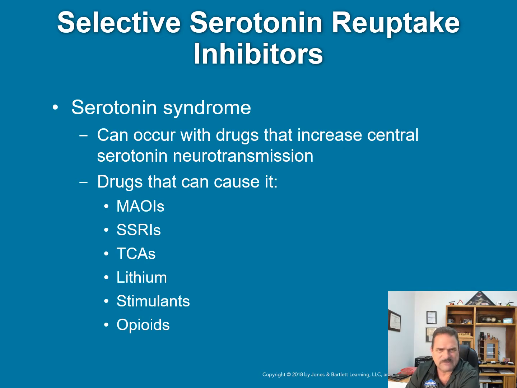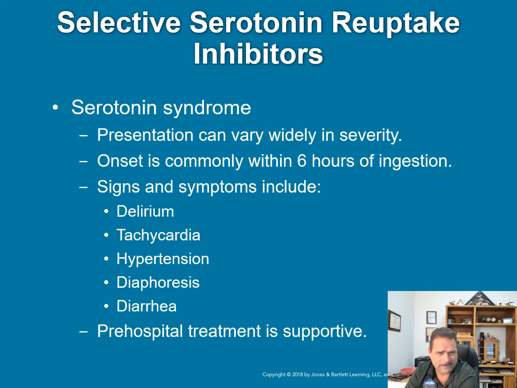Serotonin syndrome can occur with drugs. It's an idiosyncratic complication that occasionally occurs with antidepressant therapy. It can occur with any combination of drugs that increases central serotonin neurotransmission. Drugs that can cause serotonin syndrome include MAOIs, SSRIs, and TCAs, as well as lithium, stimulants, and opioids.